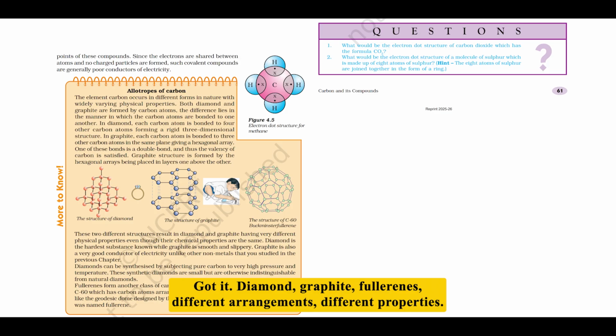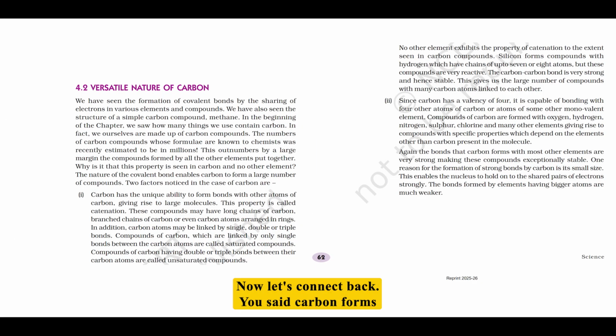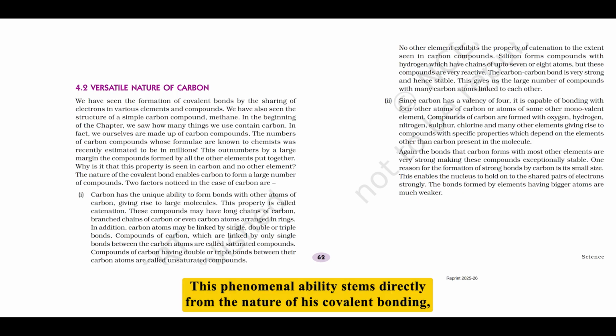Got it. Diamond, graphite, fullerenes, different arrangements, different properties. Now, let's connect this back. You said carbon forms millions of compounds, far more than any other element. Why? What gives it this incredible versatility? That's the core question, isn't it? This phenomenal ability stems directly from the nature of its covalent bonding, specifically from 2 key properties we need to understand thoroughly. Is one of them that ability to bond with itself?